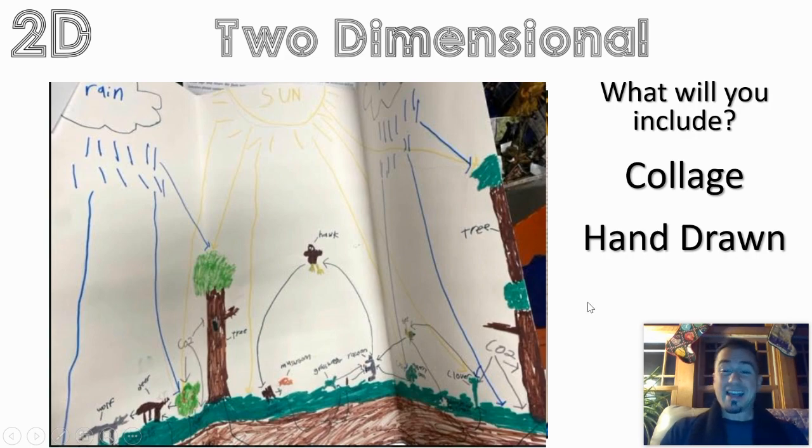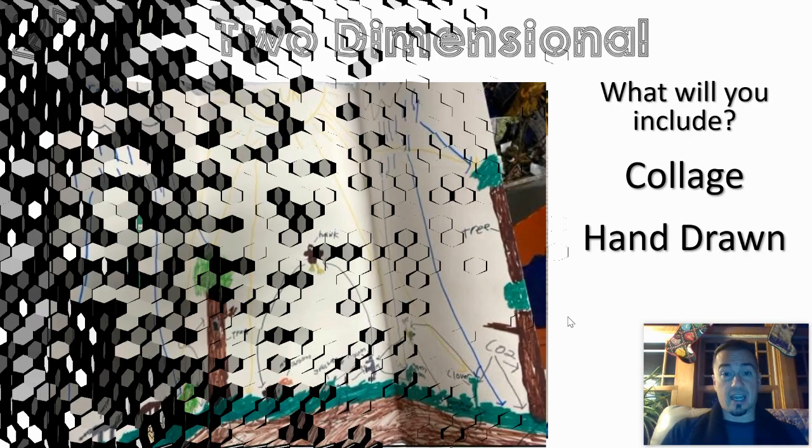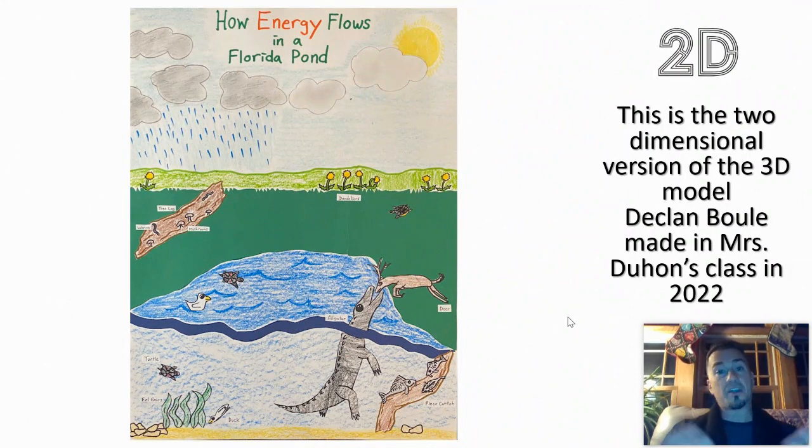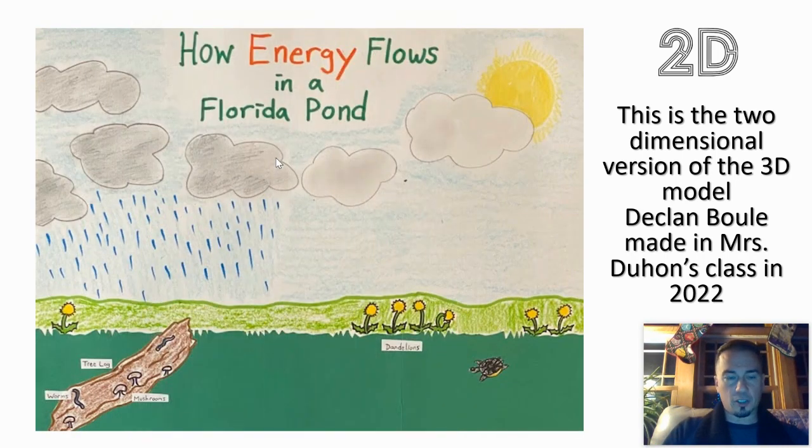I think this works. Let me show you one that I created based off of the 3D model my son made. I wanted to make a two-dimensional version of this. So this is the same project as the other one, but a 2D version. Let me zoom in here so we can see a little closer. I tried using different artistic materials, construction paper. I used crayon. I used marker. I even used pencil for the dark clouds that are raining.